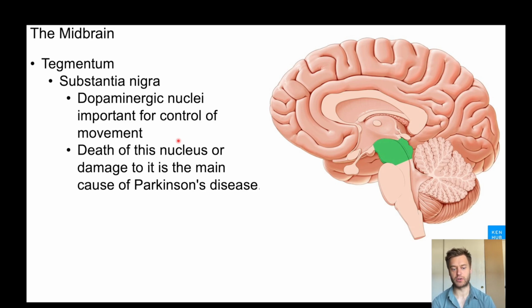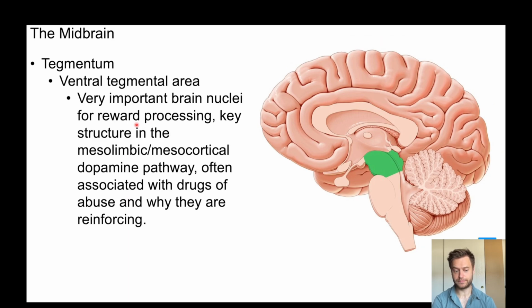The substantia nigra is also called the substantia nigra because it's a black nucleus. So if you look at subsections of the substantia nigra, you can see a dark color to it, which is where the name comes from. So you need to know that that is the main dopaminergic nucleus that controls movement.